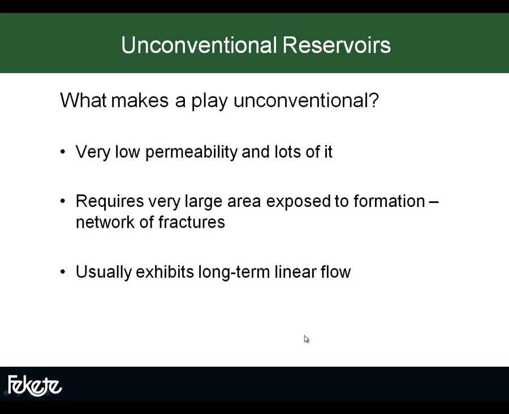So in unconventional reservoirs, what is it that makes the play unconventional? Well, I think we all understand it's very low permeability and lots of it. In order to get economic wells to flow from this sort of resource, we require a very large network of fractures to expose a large area to the formation. And this usually results in long-term linear flow.